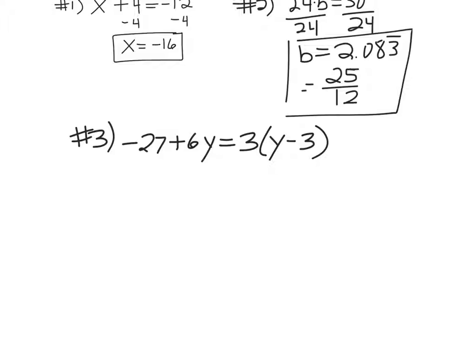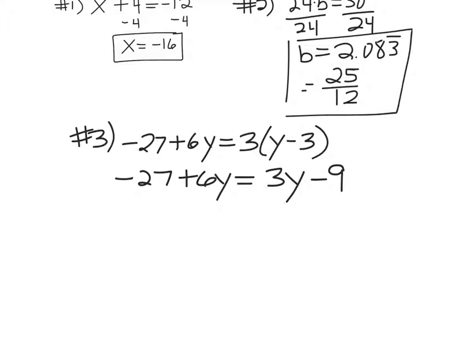And this one's a little trickier because I have parentheses and we have y's on both sides of the equation. So first thing you want to do is get rid of those parentheses and use the distributive property to take that 3 and multiply it in. So we get negative 27 plus 6y equals 3y minus 9.